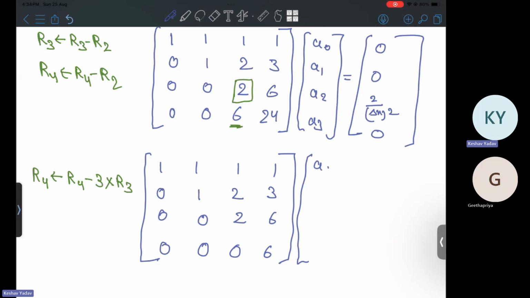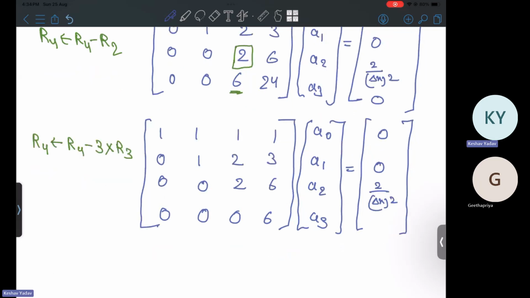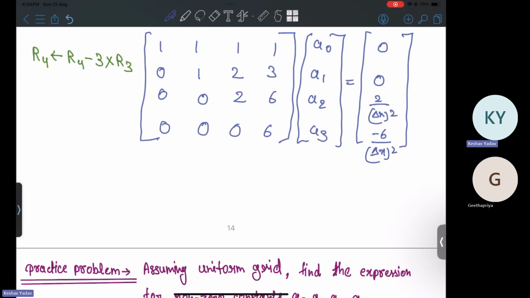Here what will come, A0, A1, A2, A3. Okay, right hand side 0 0 2 divided by delta x square. If you multiply this by 3 times, it will be 6 by delta x square. If you do 0 minus 6 divided by delta x square, it will come simply minus 6 by delta x square. Okay, this will lead to a3 equal to minus 1 upon delta x square.